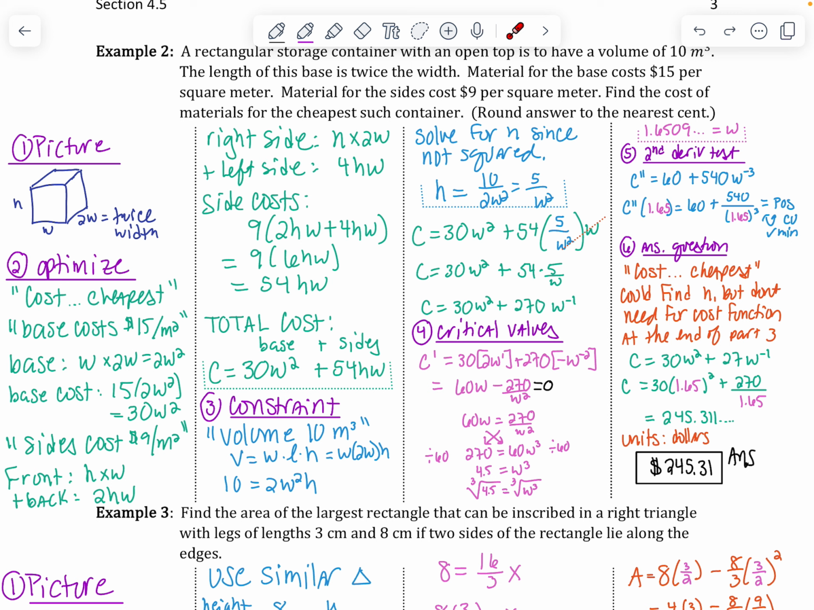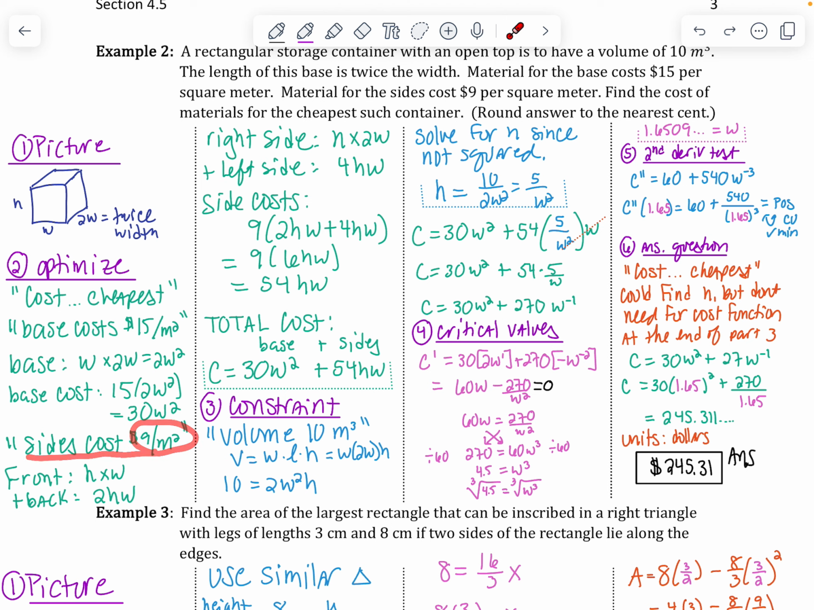Our goal is to find the cost of materials for the cheapest such container. So what cost is the cheapest? And I've got these various dollar amounts. We know that the base is $15 per square meter. So my base consists of W times 2W, which is basically 2W squared, at $15 per square meter. I have 30W squared for my cost.